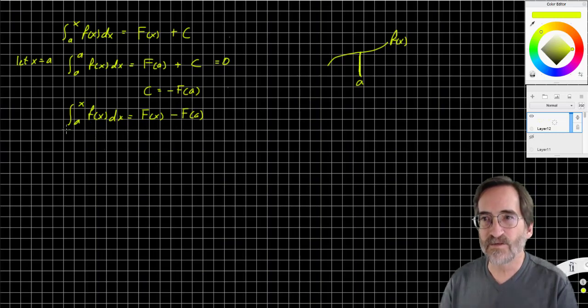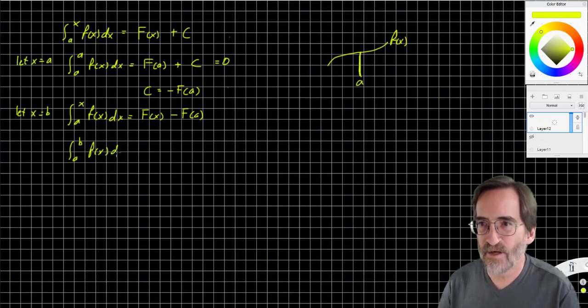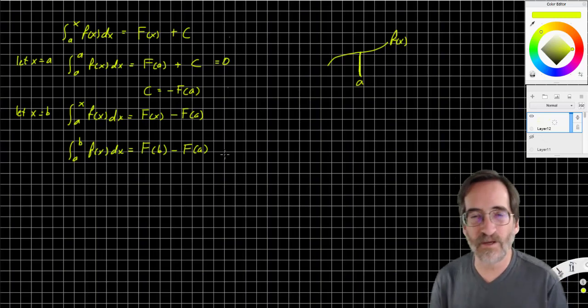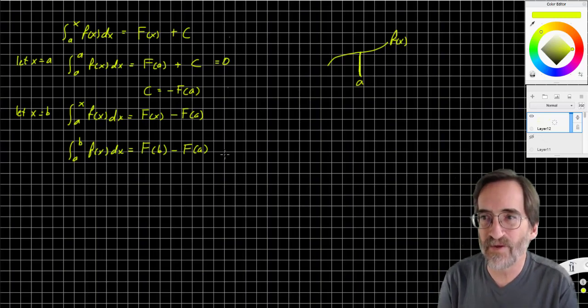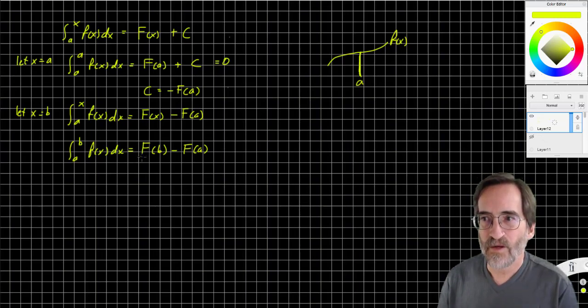And let's let x equal b. In that case, we get the integral from a to b of f of x dx is capital F of b minus capital F of a. And this result is a formula. It's actually a result of something called the fundamental theorem of calculus. It says that to find a definite integral, find the integral with b, the upper boundary, inserted, minus the integral with the lower boundary inserted.